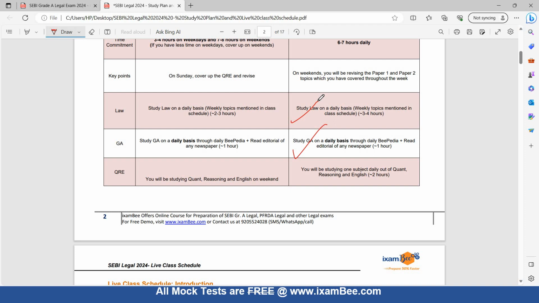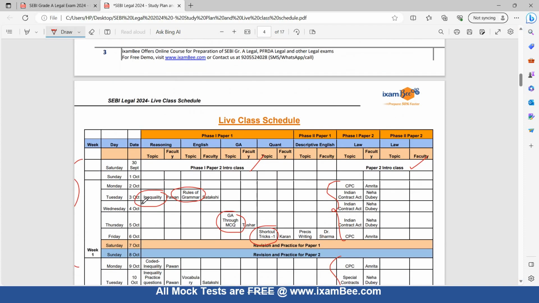If you are a non-working professional, here you will also spend 2 hours on a daily basis on either quant or reasoning or GA. So let's say you have a class on Tuesday of reasoning and of English as well. On Tuesday you started studying inequality. Suppose it took 2 days for you to complete the topic, and then you can move to the second one, that is rules of grammar of the English.